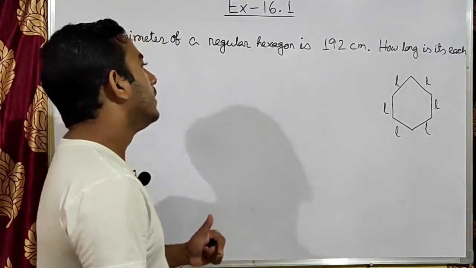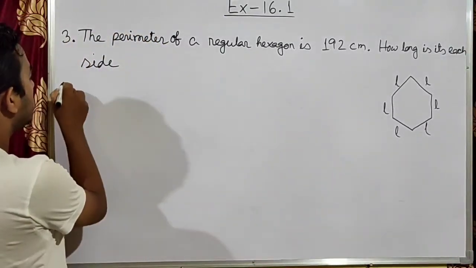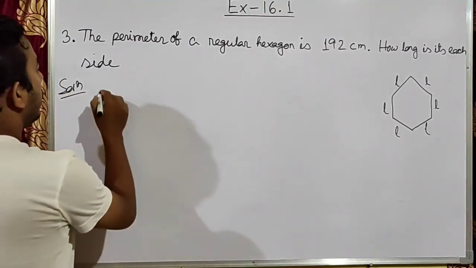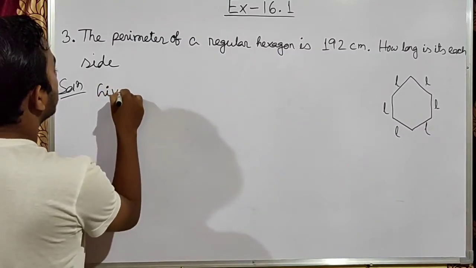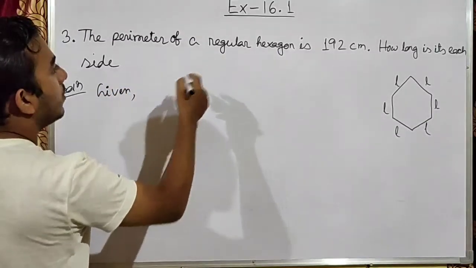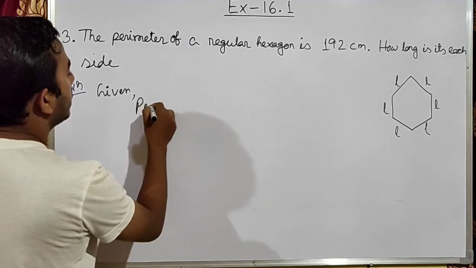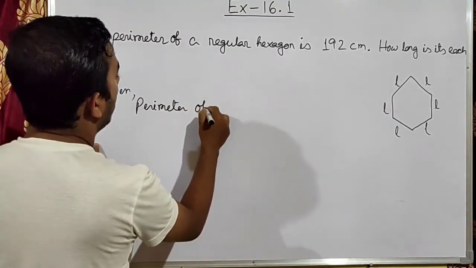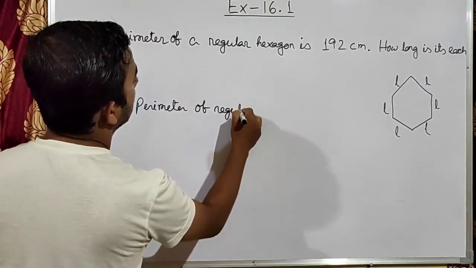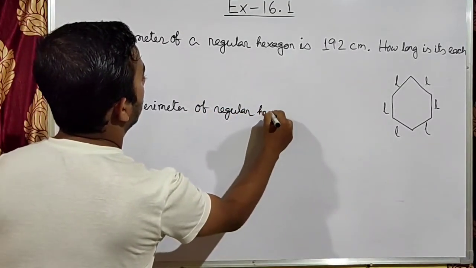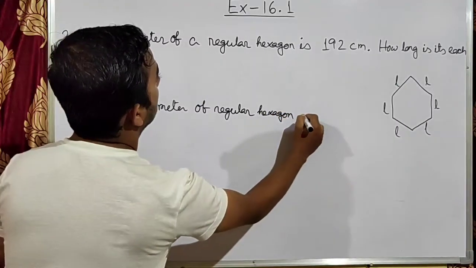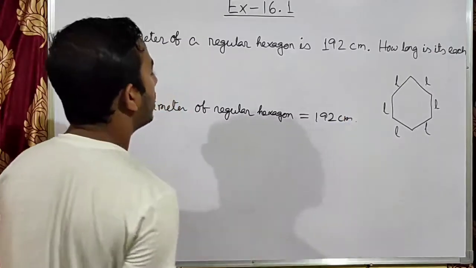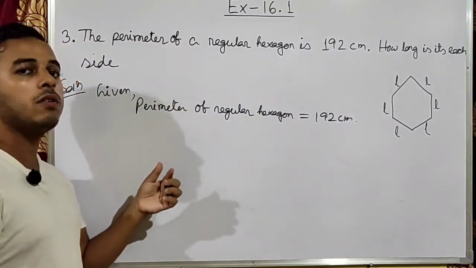Now let's start solving. First thing, we'll write solution. Then we have to write given: perimeter of a regular hexagon equals 192 centimeter. This information is given in our question.